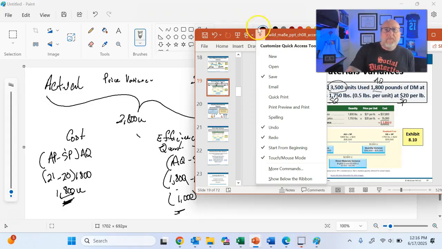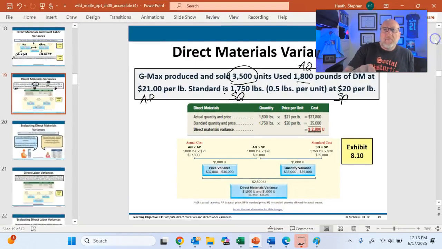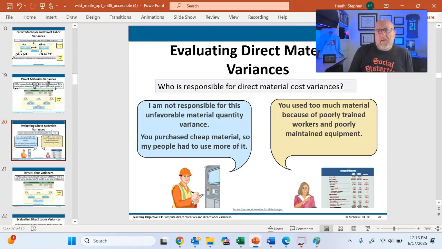Come on now. I just want to blow this up. Okay? We can do, and again, this is the same thing. Who is responsible for the direct material cost variance, right? So our purchasing manager is going to be saying, I'm not responsible for this unfavorable material quantity variance. You purchase cheap material, so people may have to use more of it. That's exactly what we were just saying. No need to go over the other one, right?